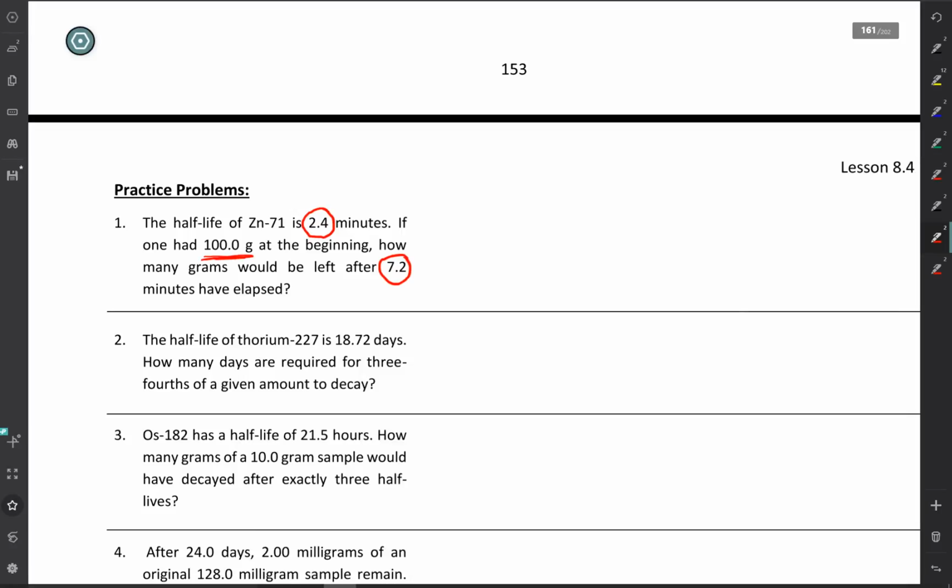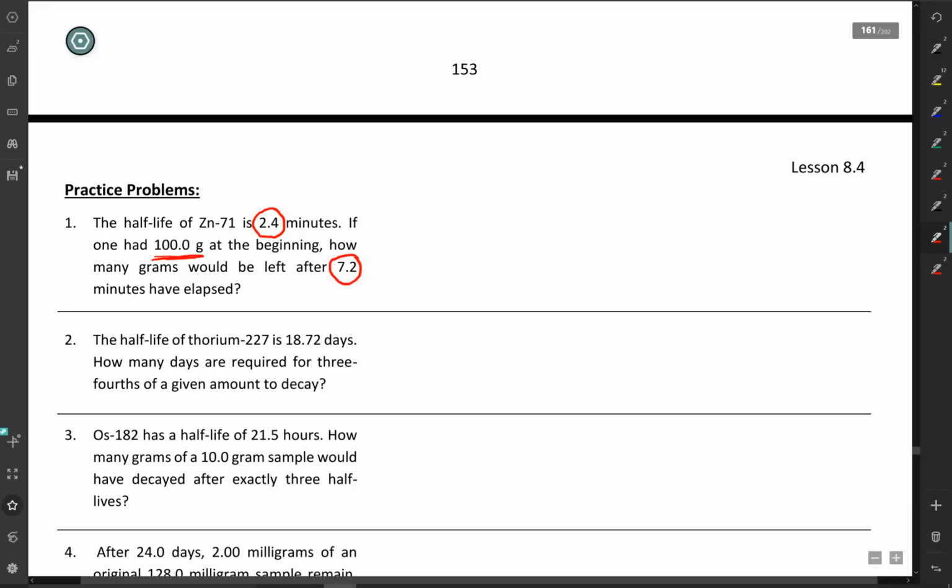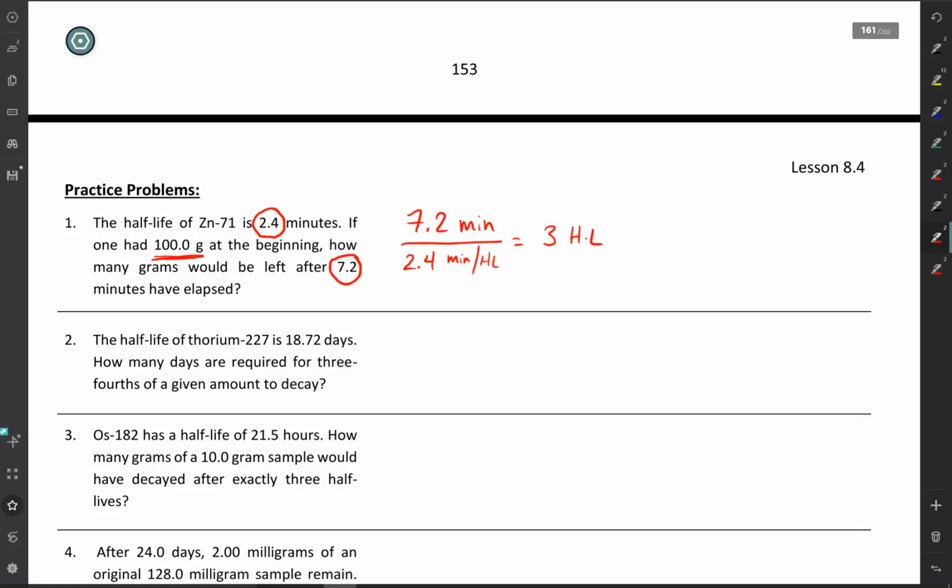The first thing I want to figure out is how many half-lives have elapsed. So I know how much time has passed, and I know how much time a half-life is. So I can figure that out pretty quickly. I waited 7.2 minutes. Half-life happens every 2.4 minutes. So I'm going to end up with, careful with my math, 3 half-lives. And I'm just going to abbreviate half-life with HL. So I know that 3 half-lives have passed. So my 100-gram sample has been cut in half 3 different times.